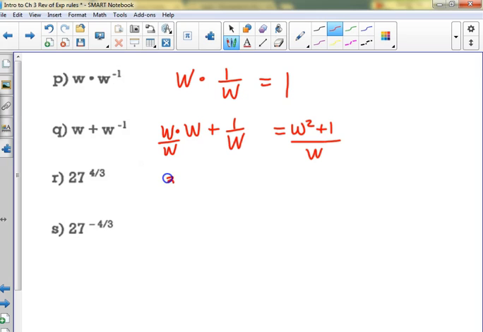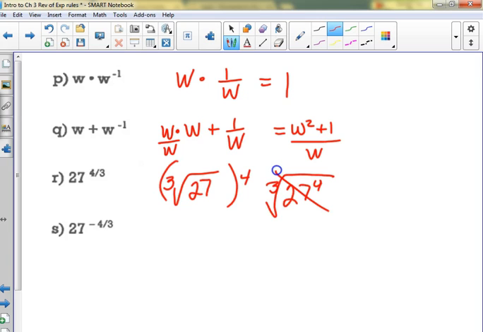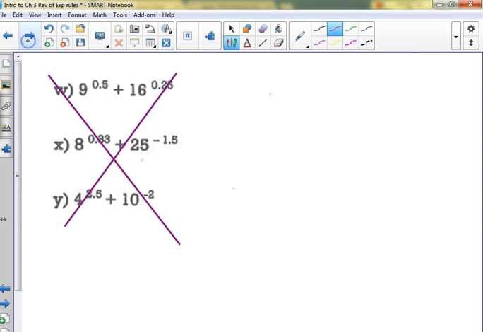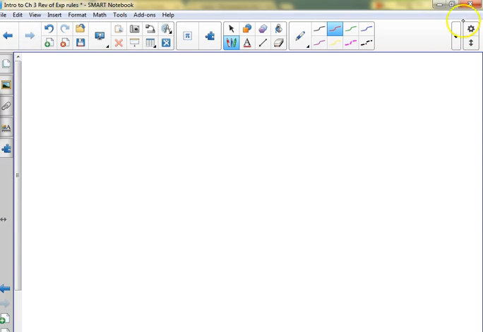Okay, it's the cubed root of 27 to the 4th, or 27 to the 4th and then cubed rooted, which now you should be able to do this one in your head. What's the cubed root of 27? 3 to the 4th. Okay, and this one's going to be what? Same thing, but it's in the denominator, right? So it's going to be 1 over 81. All right. Yep, I'm leaving you the rest. Okay.